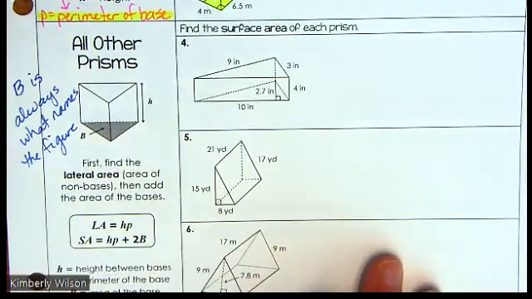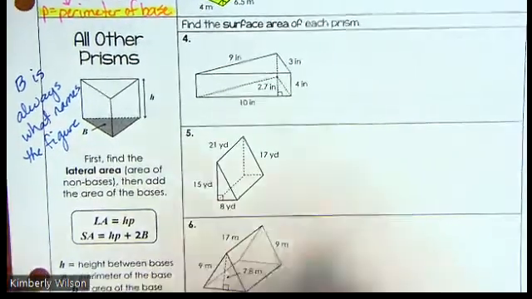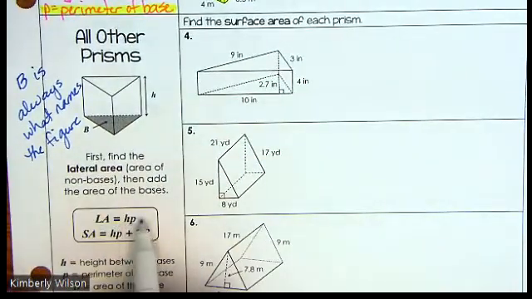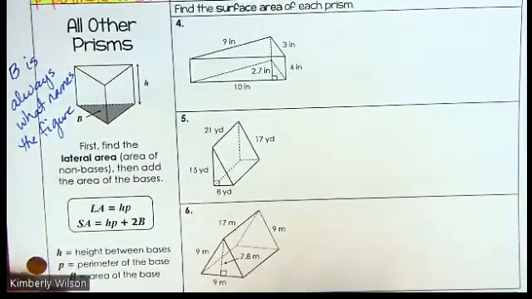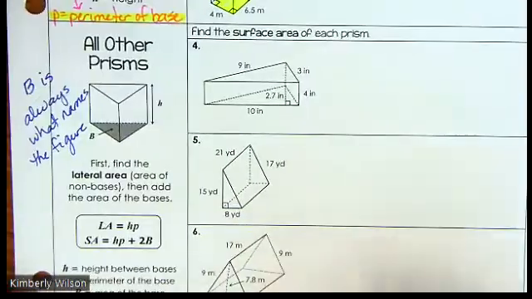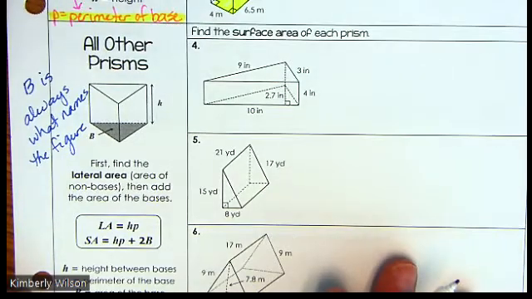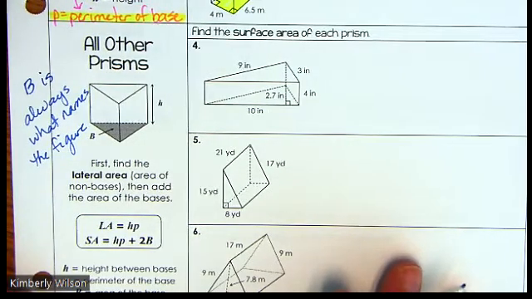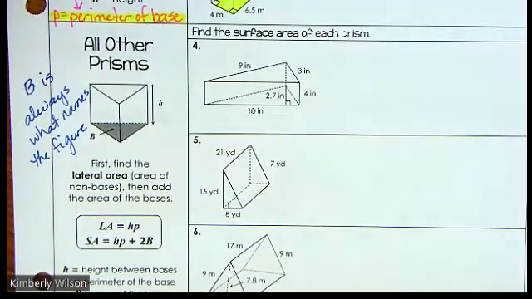All right, so it's the same formulas that we have here. You'll notice it's the LA equals HP. Notice the HP plus the 2B. So it's all the same formulas that we're using. We're just going to have a different capital B formula to use. It's going to be based on a triangle, not a rectangle. Okay, so here we go.